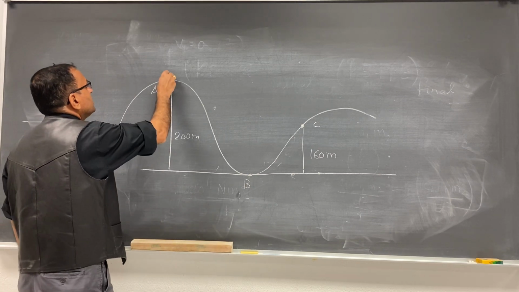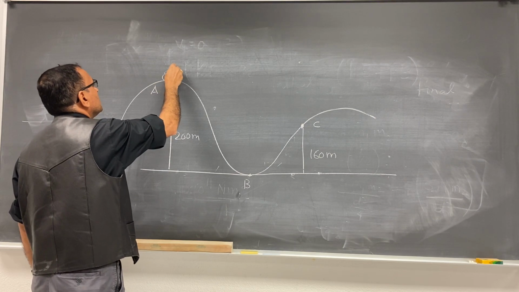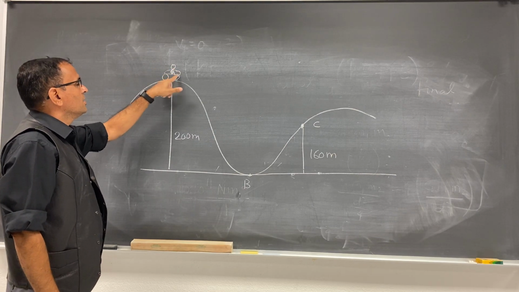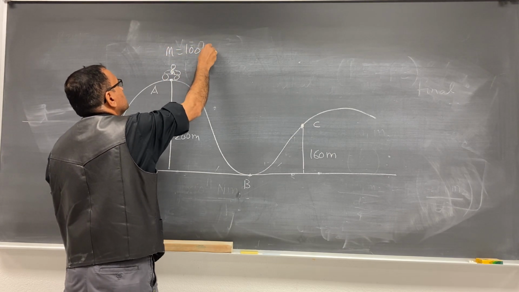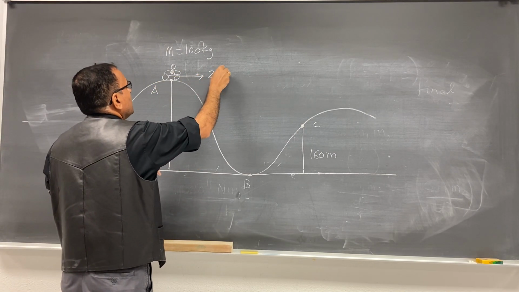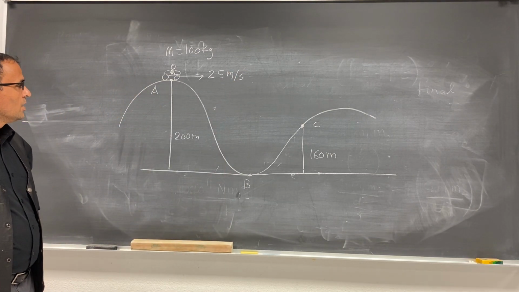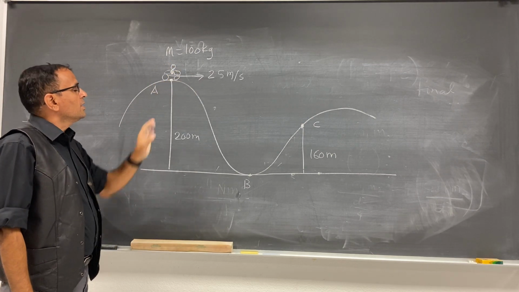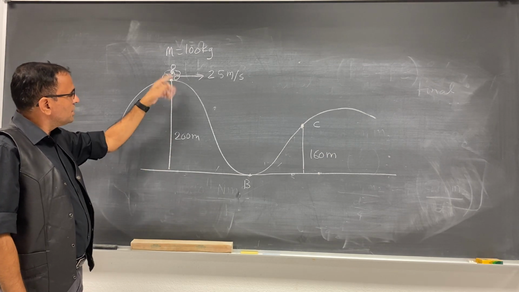And the roller coaster car is here. This is the roller coaster car and the rider, passenger, whatever you call it. The mass of this whole thing, the rider and the car, let us suppose is 100 kg. It is not at rest at point A. At point A, this is moving at 25 meters per second. The speed of this whole car is 25 meters per second, the mass is 100 kg, and this is 200 meters above the ground.